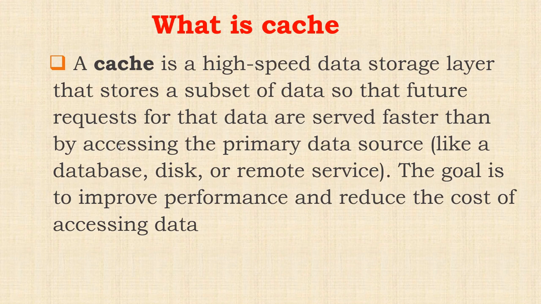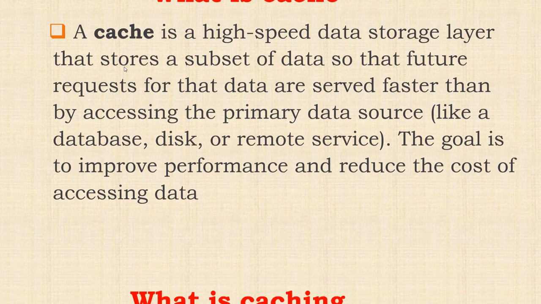So firstly, we'll try to understand what is cache. This is the basic thing of cache. A cache is a high speed data storage layer that stores a subset of data so that future requests for that data are served faster than accessing the primary data source like a database, disk, or remote service. The goal is to improve performance and reduce the cost of accessing data. So here, we stored data in cache memory for fast performance. This is a storage memory, like RAM, we can store data in cache as well. So this is the basic thing of cache.